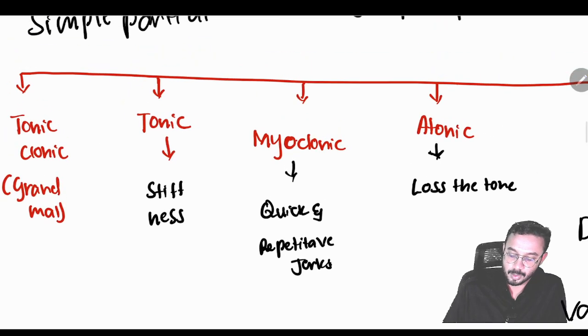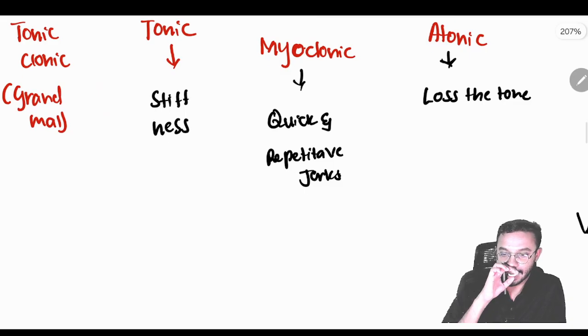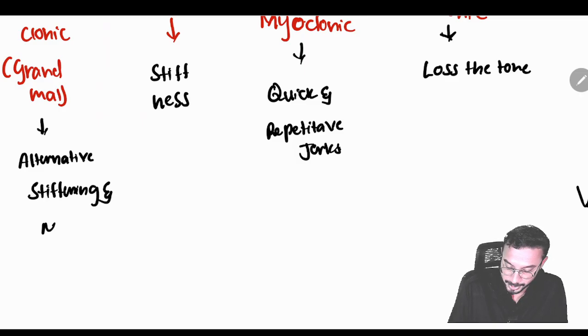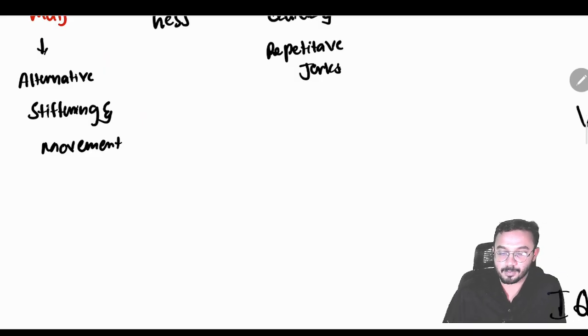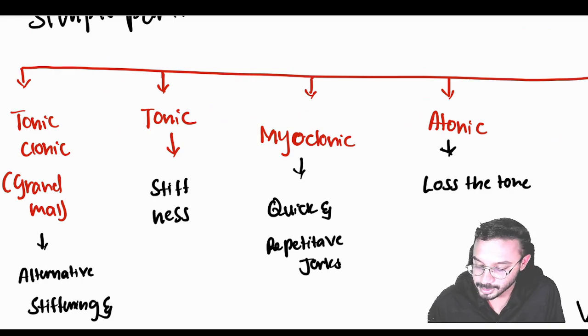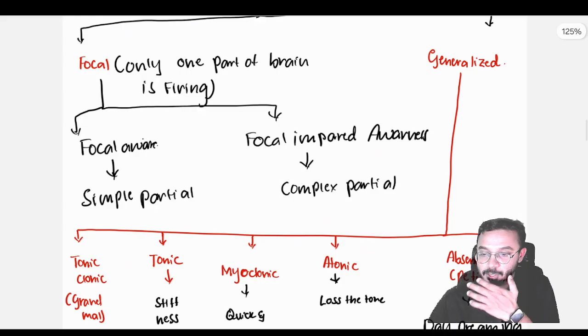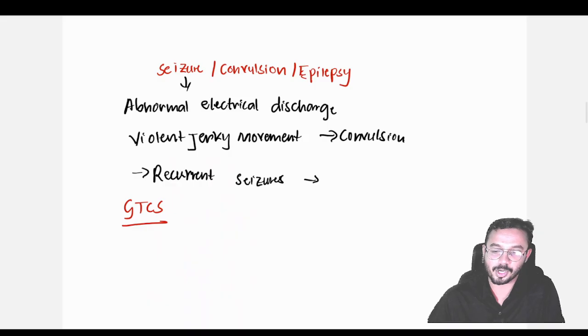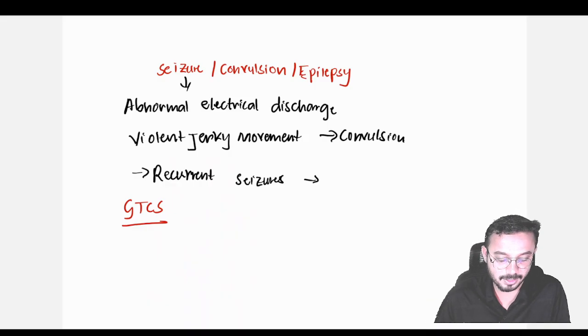Tonic-clonic seizures are also known as grand mal seizures. What do you mean by this? There is alternating stiffening and movement. Post-ictal confusion is not present here in grand mal or tonic-clonic seizures. This is about seizures, part one, which I have explained. Let's move on to this discussion first. GTCS is very, very important. It's the most common type of seizure in adults.